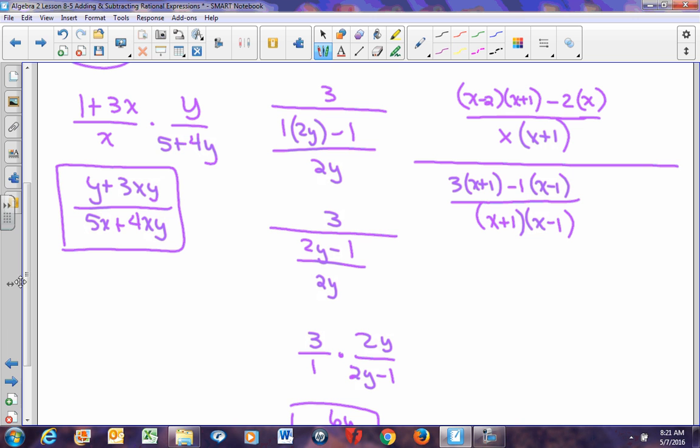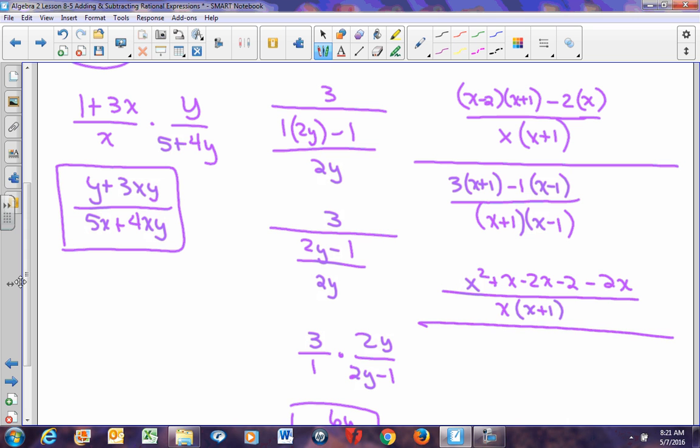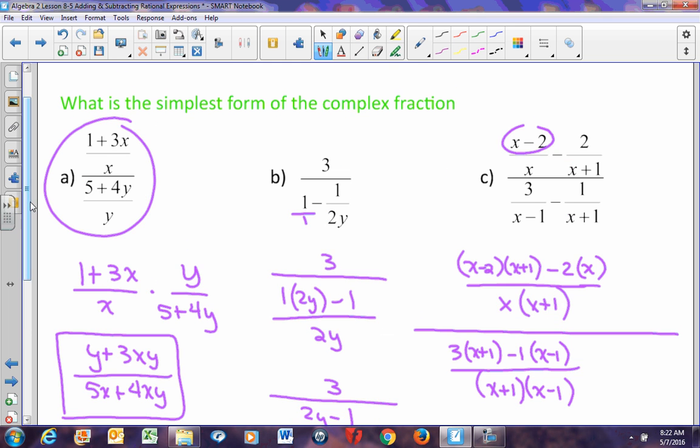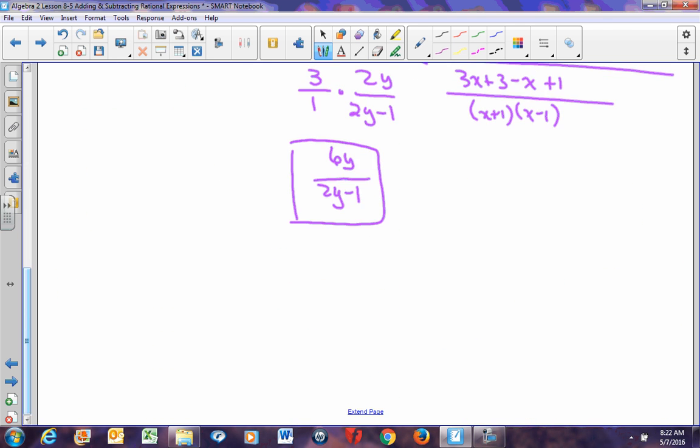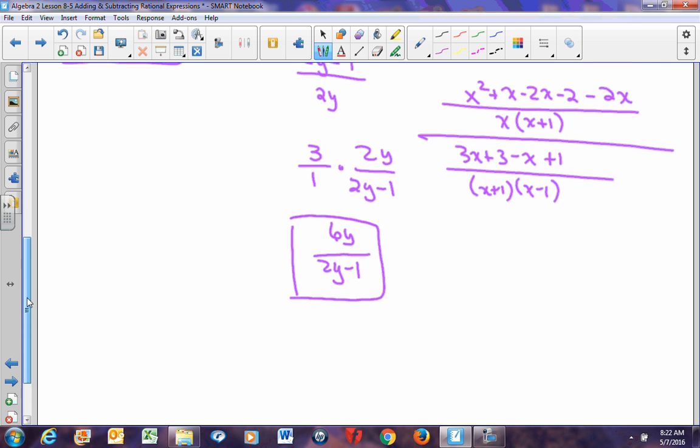So if I multiply out the very top, I'm going to get x squared minus 2x plus x is going to be minus x. I'll just do it. x squared plus x minus 2x minus 2 minus 2x. Okay, we'll simplify that in just a second. All over x times x plus 1. Bottom is going to be 3x plus 3 minus x plus 1, all over x plus 1 times x minus 1. These take up space. They're not hard, they just take up a lot of space. So you have to keep them nice and neat and tidy.